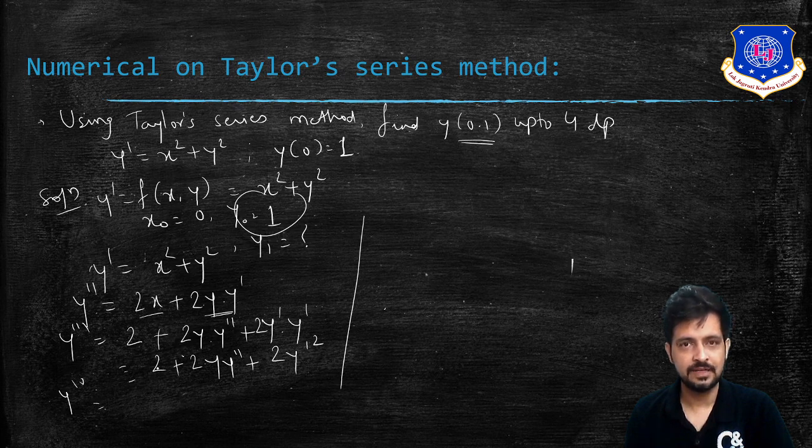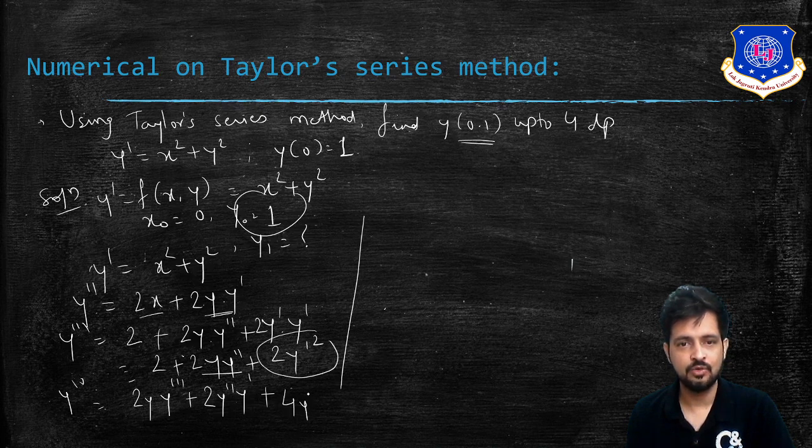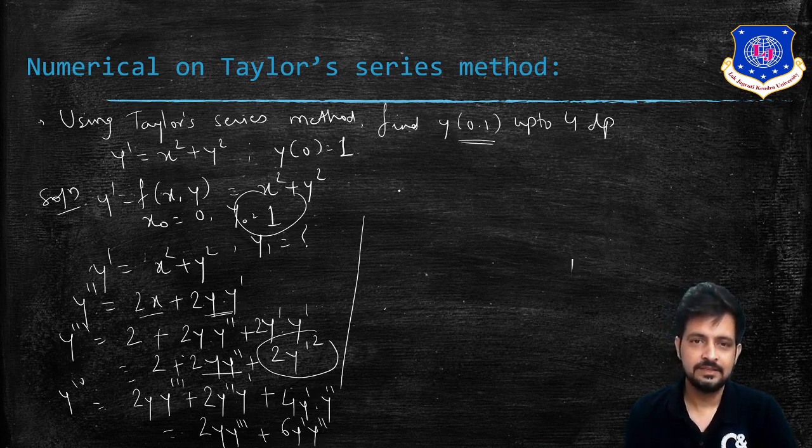What will be the fourth derivative? The fourth derivative: this term will be 0, then 2y as it is, y triple dash, plus 2y double dash as it is, y double dash, plus 2y dash into y double dash. Now here I have to use chain rule, so 4 into y dash into y double dash. So what will be my answer? 2y y triple dash plus 6y dash y double dash. These are the general derivatives.